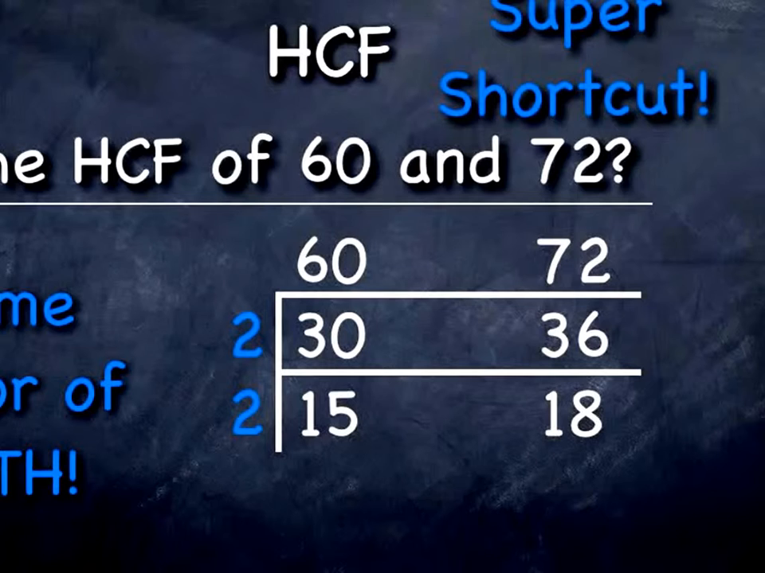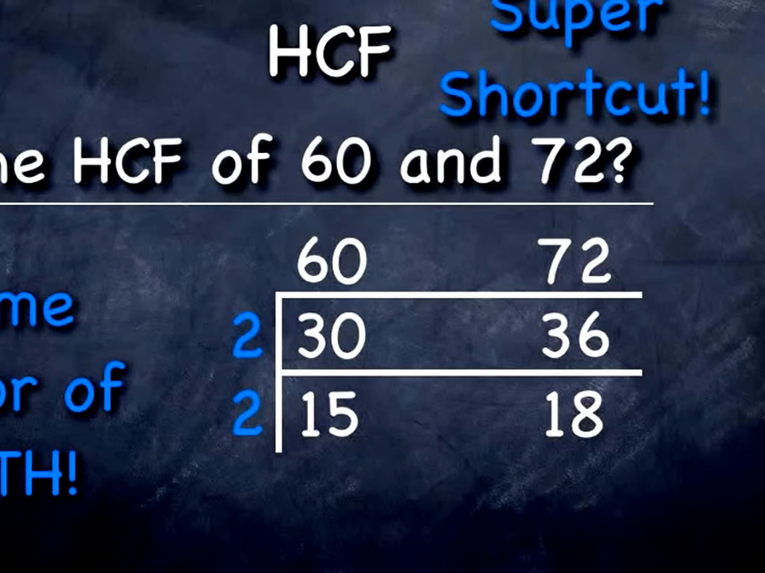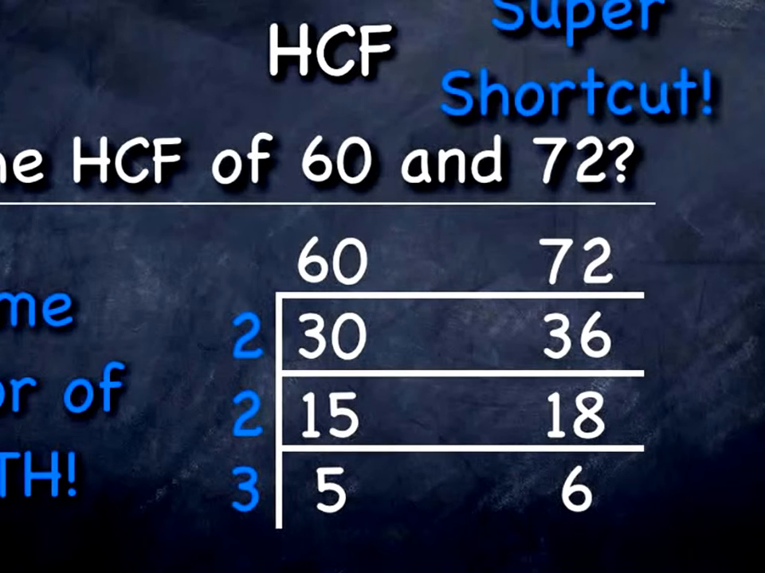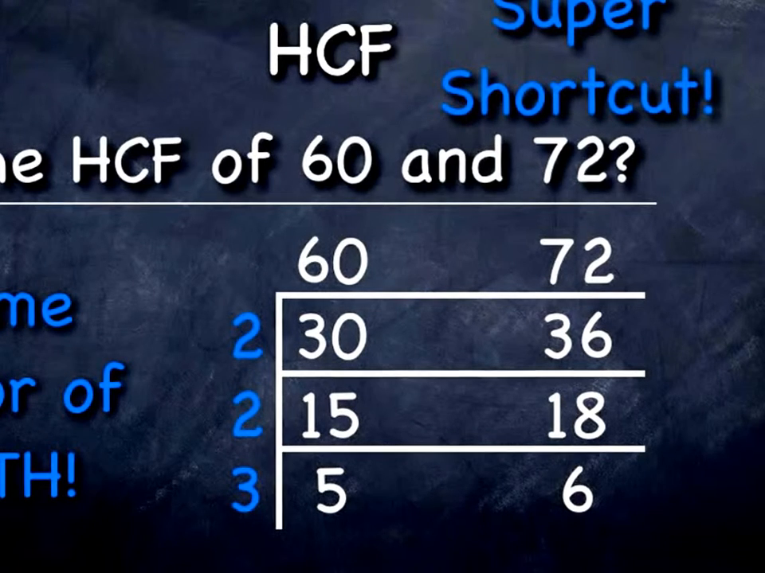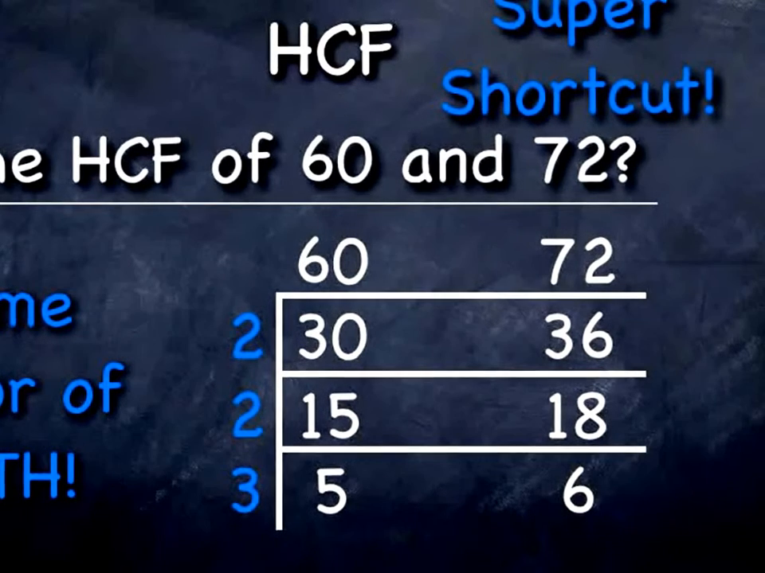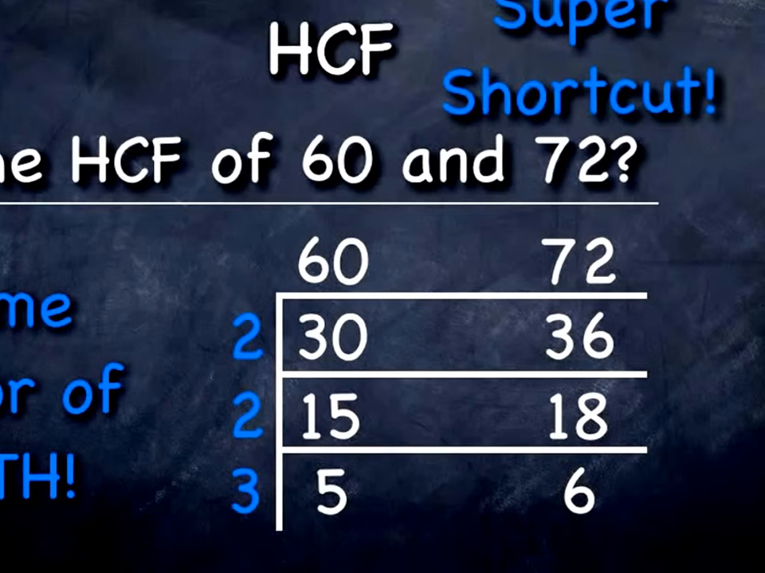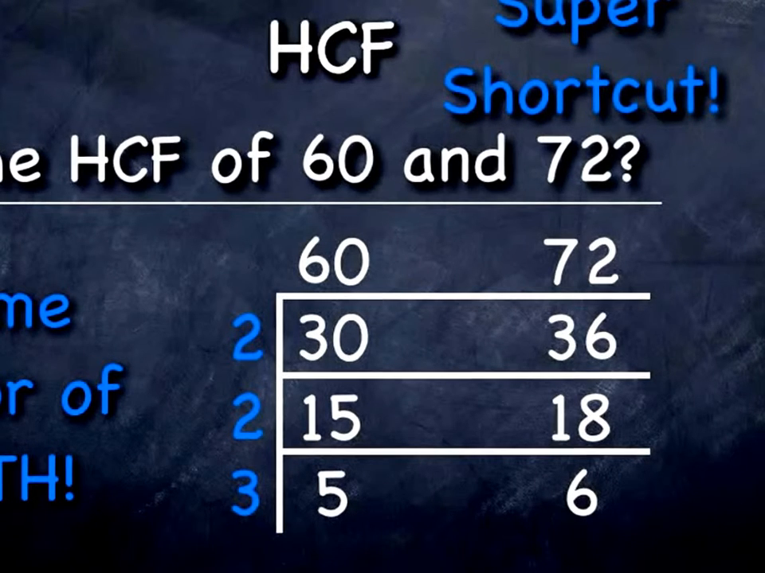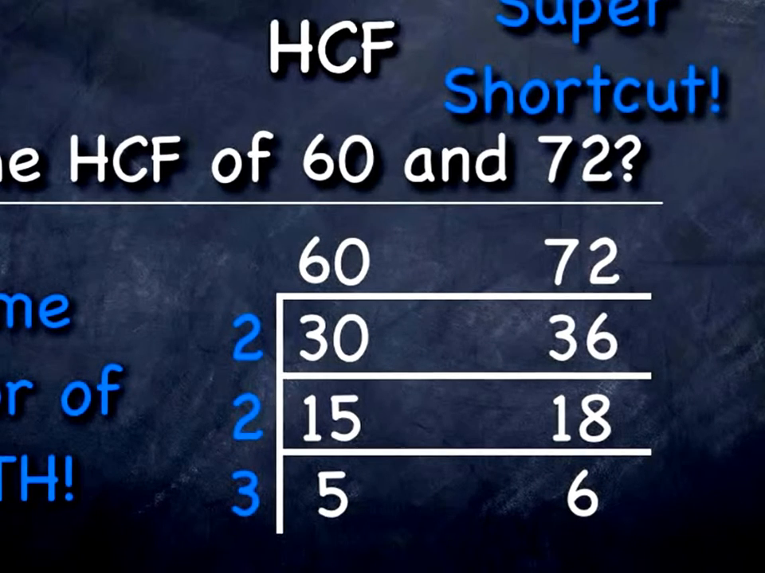So I go to the next prime number, 3. Does 3 go into 15 and 18? The answer is yes. I get at least 5 and 6. Does 3 go in a second time to 5 and 6? No, it does not, because 3 doesn't go into 5. It's not a factor of 5, even though it is a factor of 6. Okay, so it has to be both, not just one.